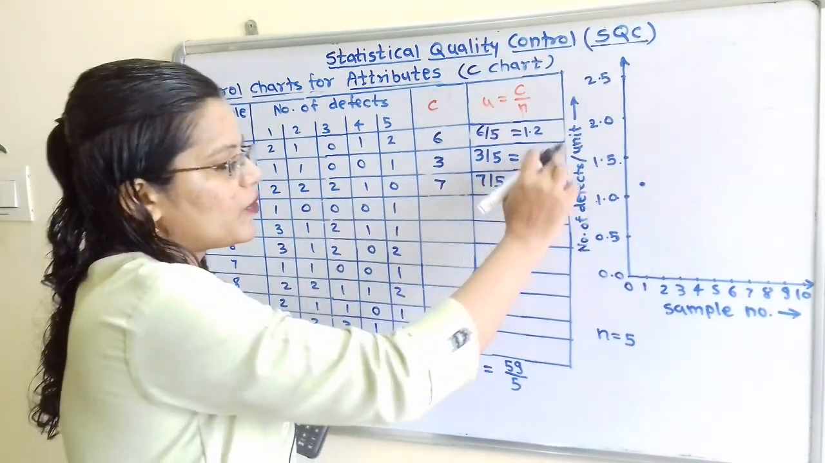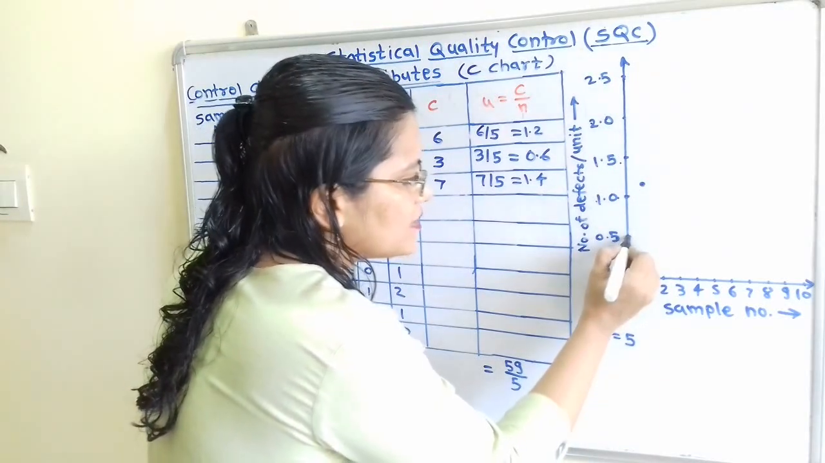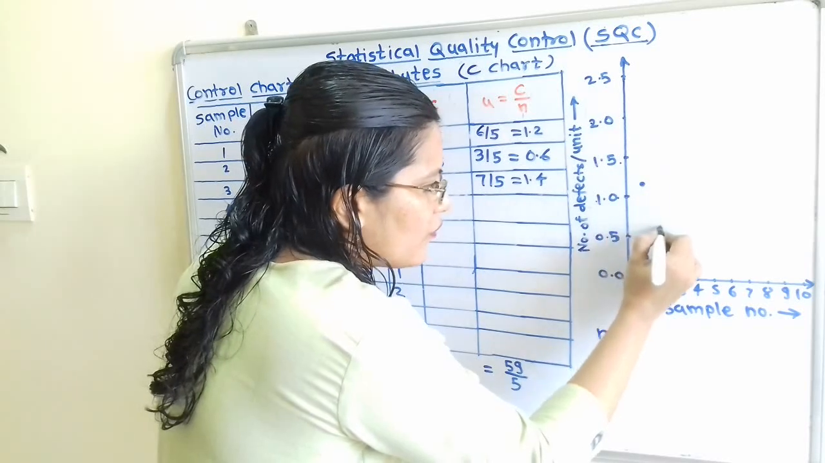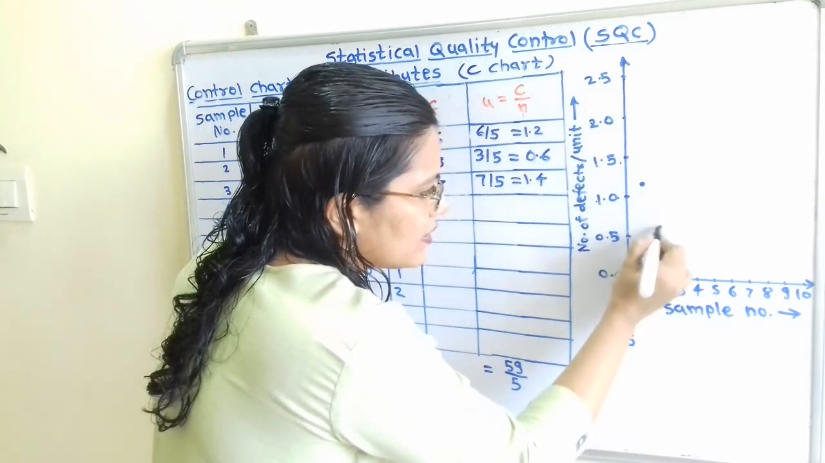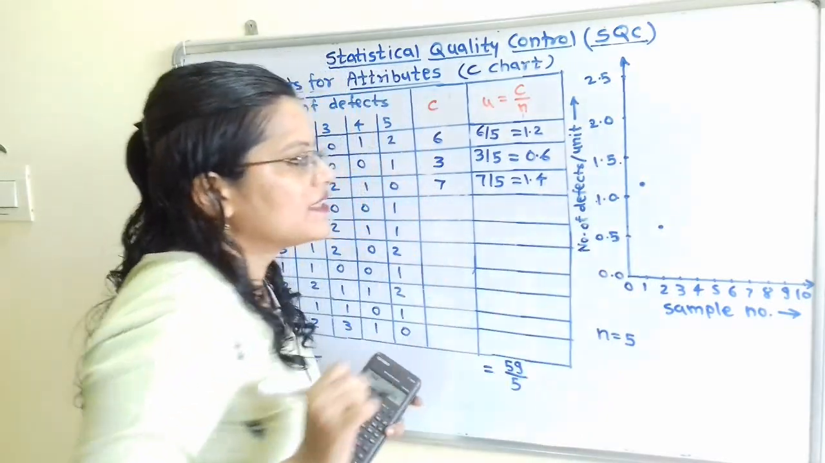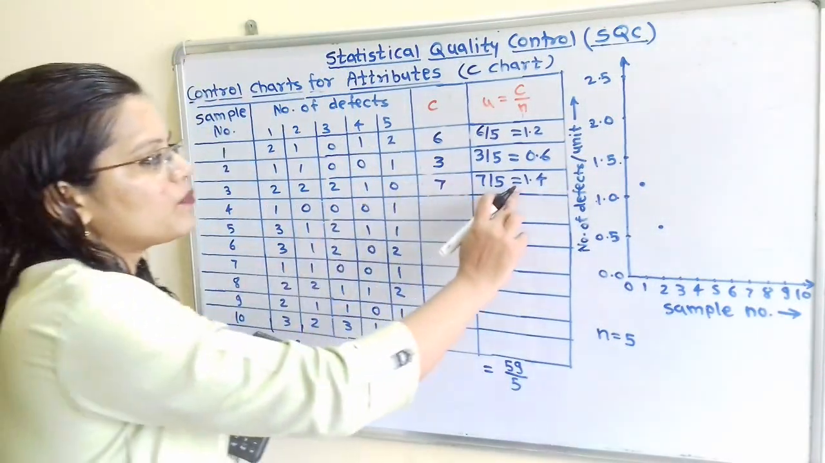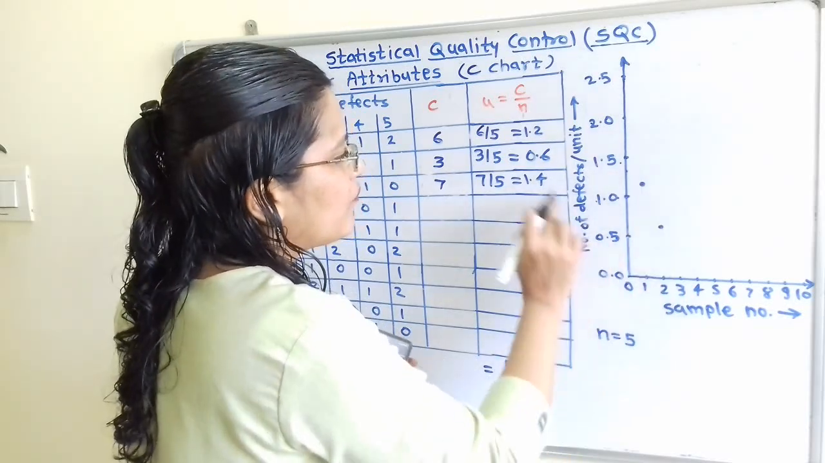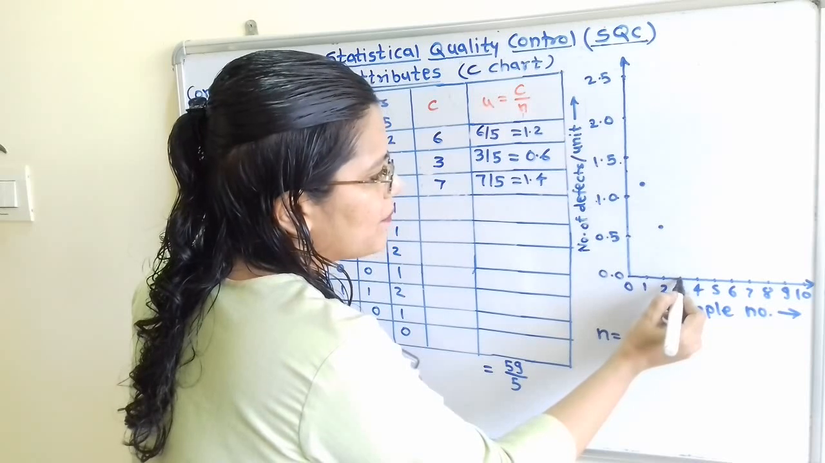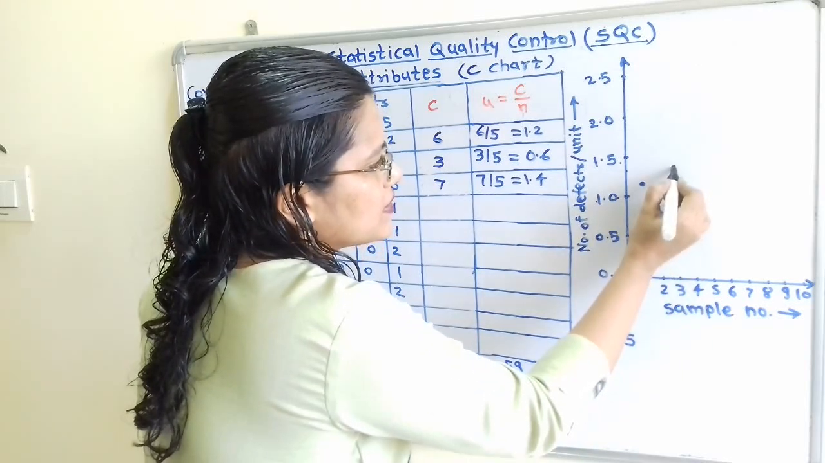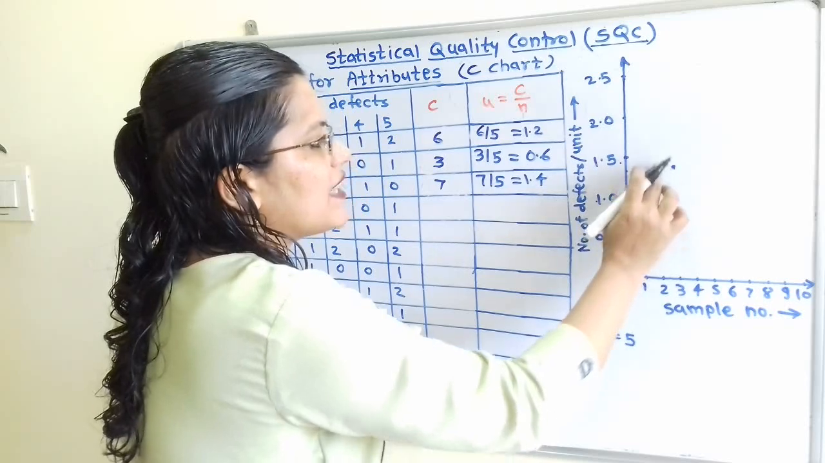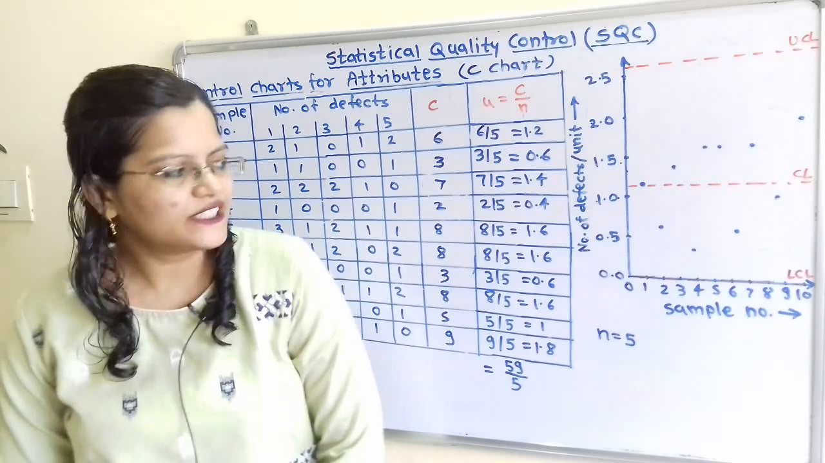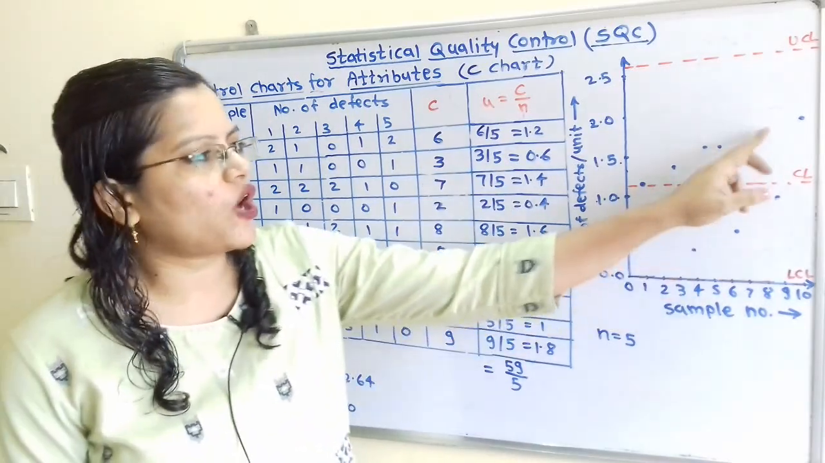Then next is 0.6. Here is 0.5 and after 1 cm there is 0.6. So for sample 2, here is the vertical line and here is the horizontal line. This is the second point. Then 1.4. So 1 cm below 1.5 is the 1.4 point we have to plot for sample number 3. In the same way we have to plot all the points as per this calculation.